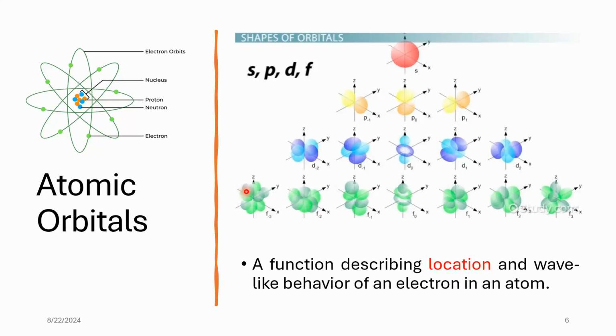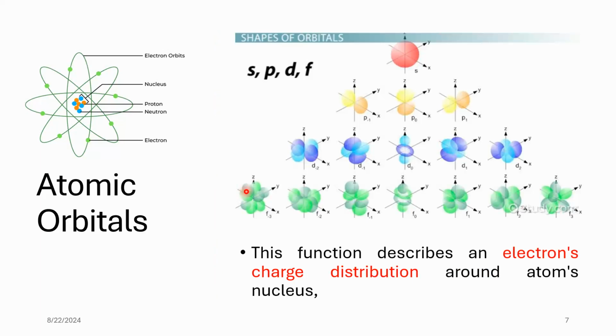And one more important thing we need to discuss here: the electron moves very fast around the nucleus. The electron has a charge, so this charge is distributed around the nucleus. So we can also say that the s, p, d, and f orbitals are functions that describe how the charge on the electron is distributed around the nucleus of an atom.